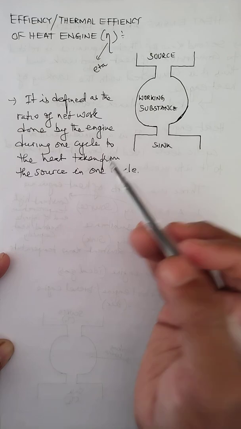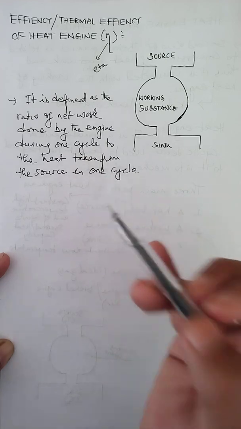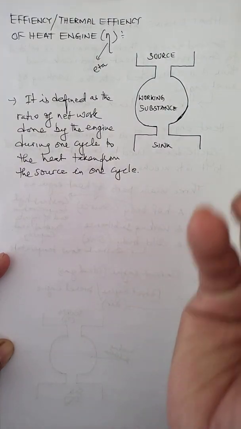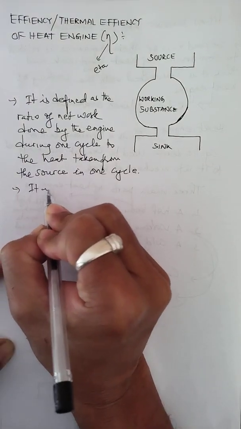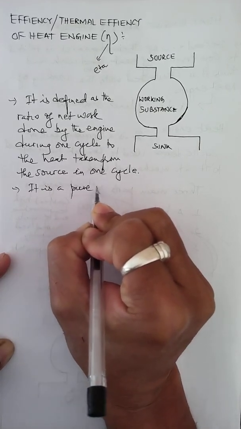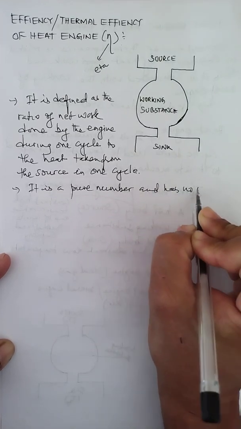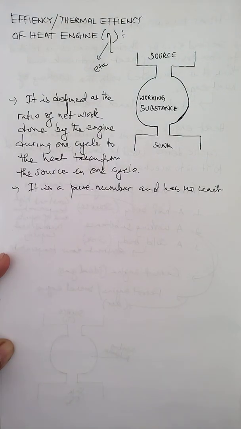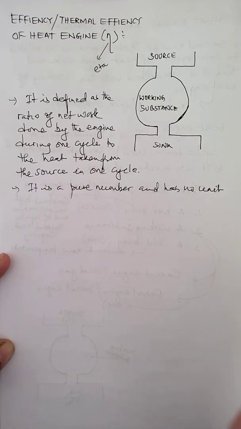Keep this statement: efficiency is simply a ratio between two similar quantities and has no unit. It is a pure number and has no unit. But when we write the efficiency of any heat engine, we write it in percentage. But children, you know that no heat engine has ever been designed which has efficiency 100%.